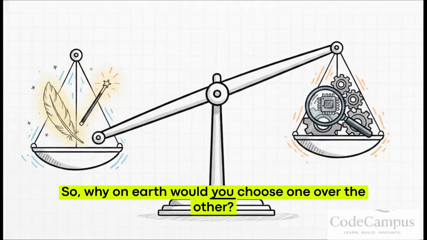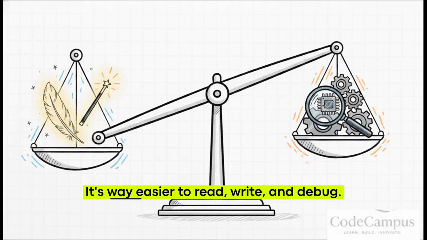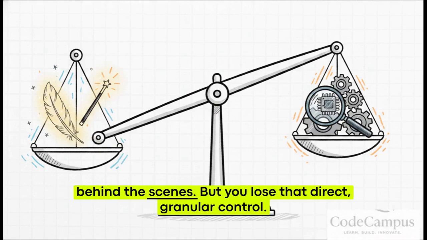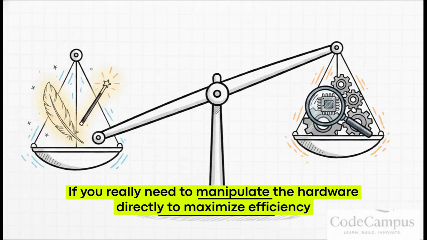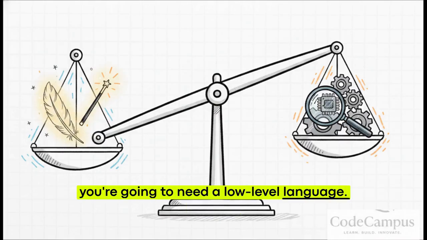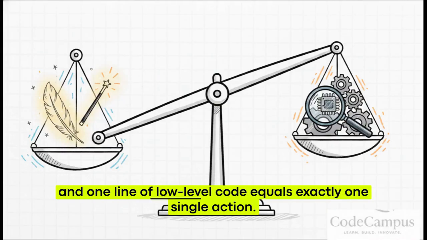So why on earth would you choose one over the other? Well, it's all about trade-offs. High-level code is incredibly user-friendly. It's way easier to read, write, and debug. Plus, a single line of high-level code can actually perform multiple actions behind the scenes. But you lose that direct, granular control. If you really need to manipulate the hardware directly to maximize efficiency and squeeze every last drop of memory out of the system, you're going to need a low-level language. The catch? It's highly complex, very error-prone, and one line of low-level code equals exactly one single action.